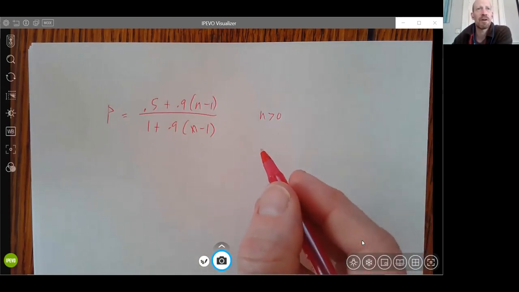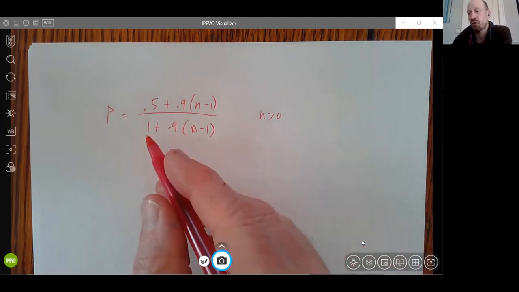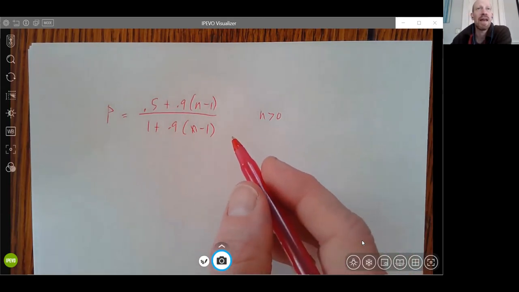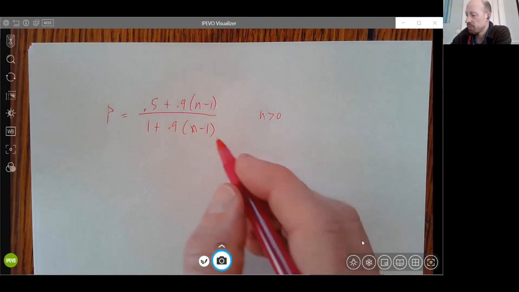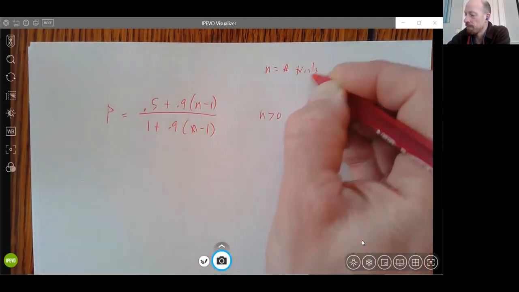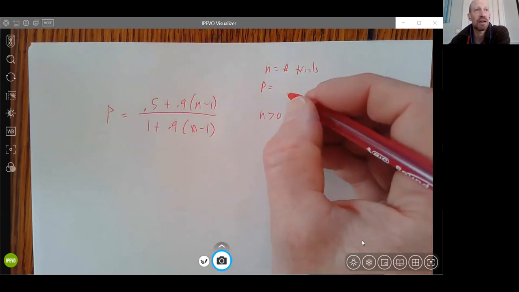So this is the memory performance. And whenever I do an application, I have to really think about what the variables stand for, because they're no longer just x and y, they actually mean things now. n is the number of trials. So n equals the number of trials, and P equals the fraction of correct responses.